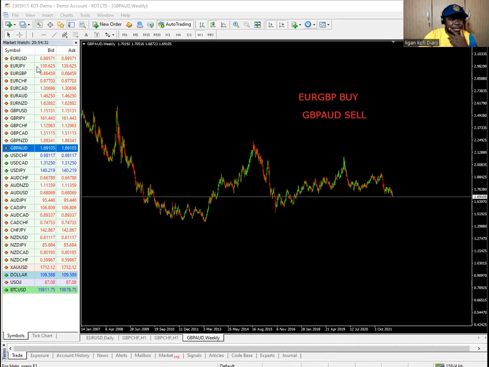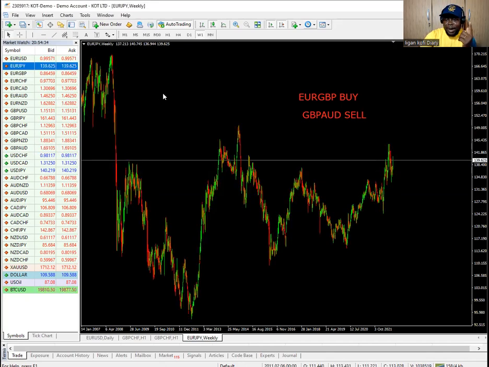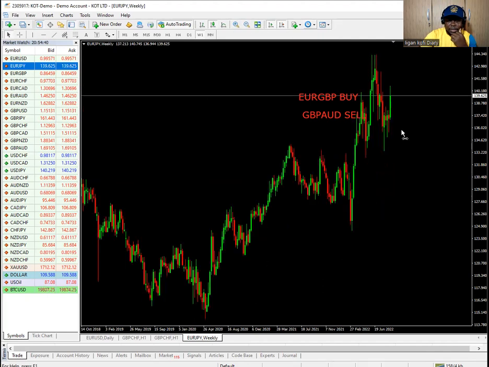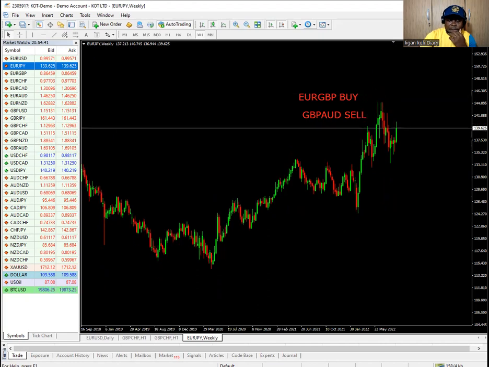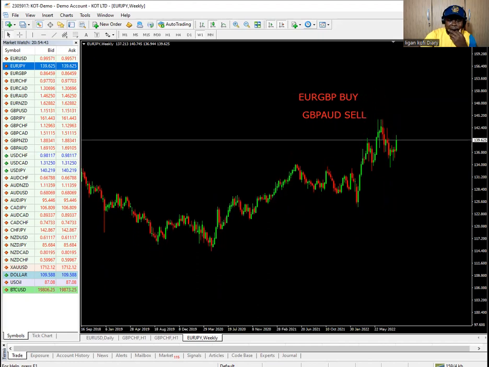Okay. This Euro JPY. Don't forget JPY is also weak. Euro JPY. What do you think? Euro JPY. This is what we see. What do you think? Would you like to go for a buy? Because JPY is weak. Euro JPY buy. Okay, fine. Let's go for it.